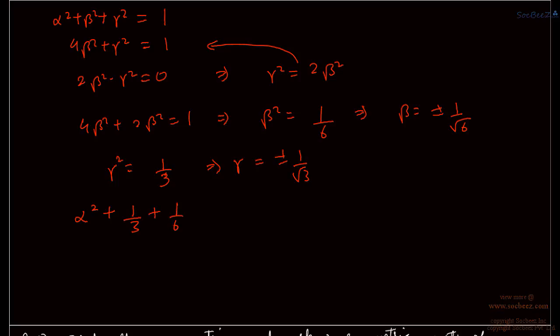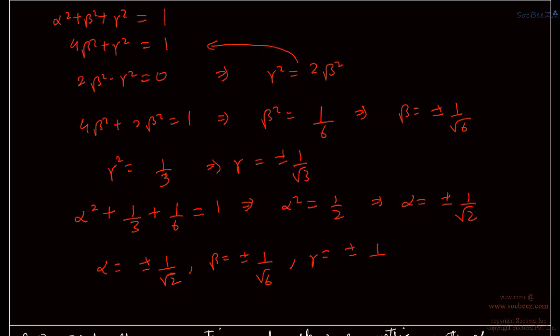Okay, fine. 1 by 3 plus 1 by 6 is equal to 1. Or alpha square is 1 by 3 plus 1 by 6 is 1 by 2. So alpha square is also 1 by 2. And hence alpha is equal to plus or minus 1 by root 2. Okay, so I get my values here. So alpha is plus or minus 1 by root 2, beta is plus or minus 1 by root 6, and gamma is plus or minus 1 by root 3. Right?